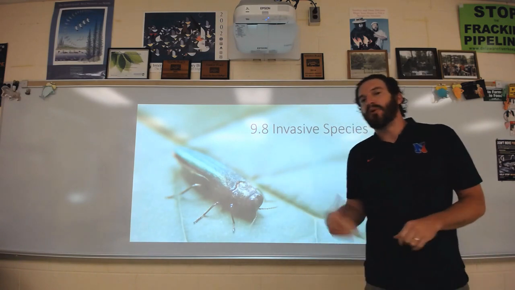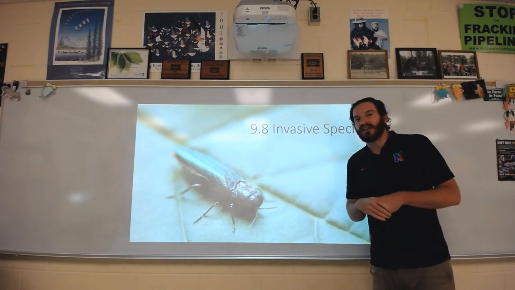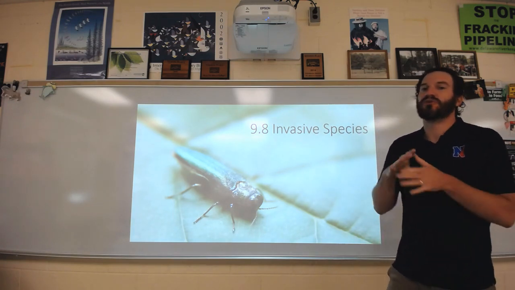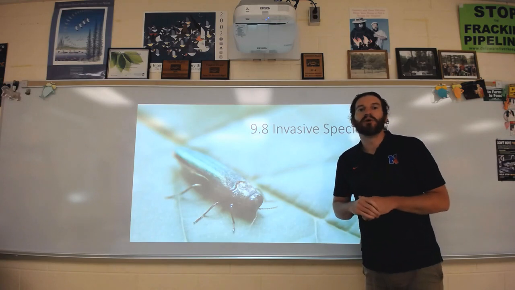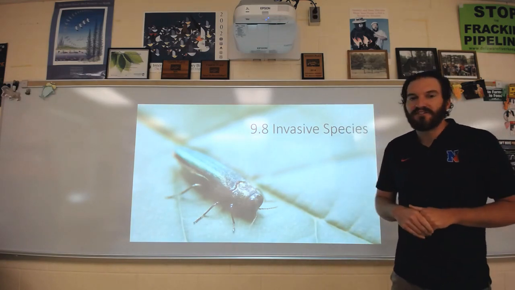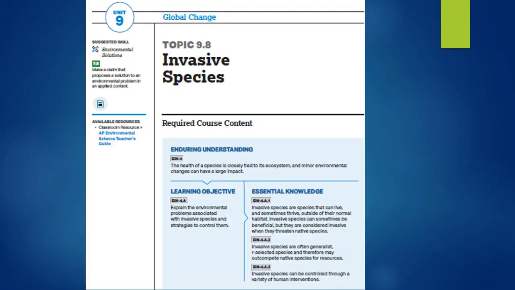Today's lesson is 9.8. It's the third lesson of Unit 9 that I've stuck into Unit 2, and whatever. We're moving through. I've been hinting at talking about invasive species, so without further ado, let me get into it. Now, according to the College Board, what should you know? You should be able to explain the environmental problems associated with invasive species and strategies to control them.